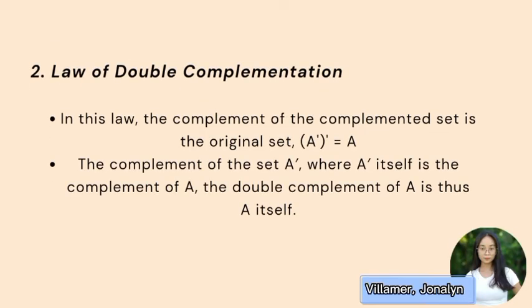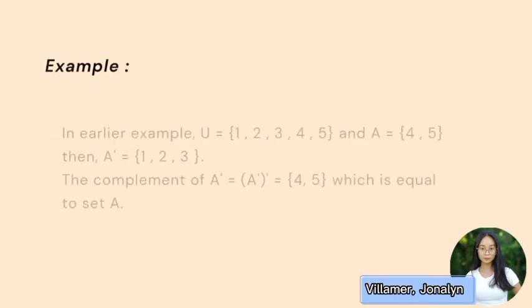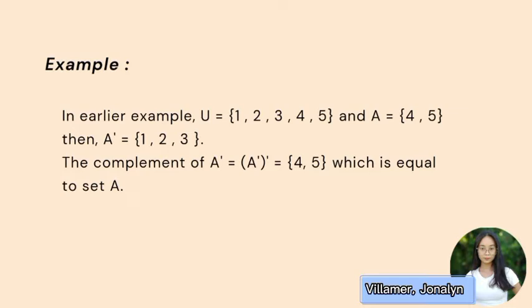Law of double complementation. In this law, the complement of the complemented set is the original set: the complement of the complement of A is equal to A. The double complement of A is thus A itself. In the earlier example, U, or the universal set, has the elements 1, 2, 3, 4, and 5.